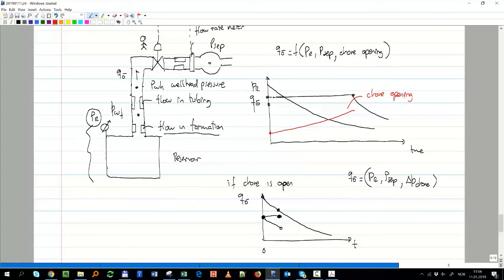So what happens with time? If I start opening the choke, opening the choke, opening the choke, I reach a point where the choke is simply fully open, right? And what happens then? The end of the plateau.